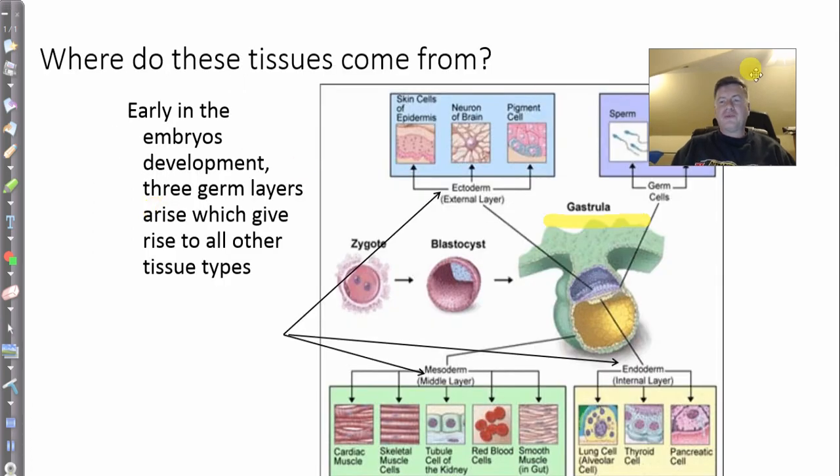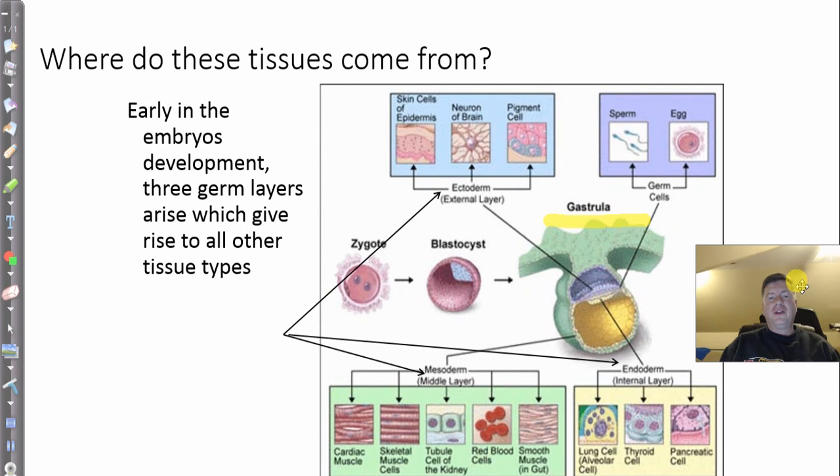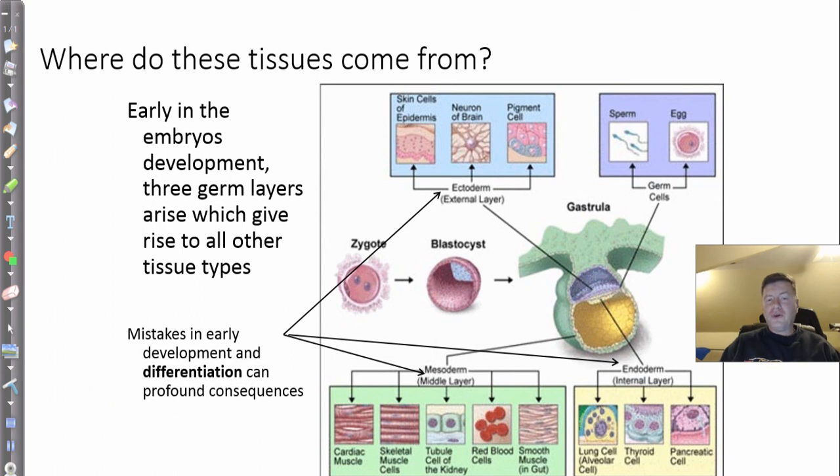Where do the tissues come from? When we're talking about the tissues, the four main tissue types, and once again, they're muscle, nervous, connective, and epithelial. Where do they come from? These actually arise early after a zygote is formed.